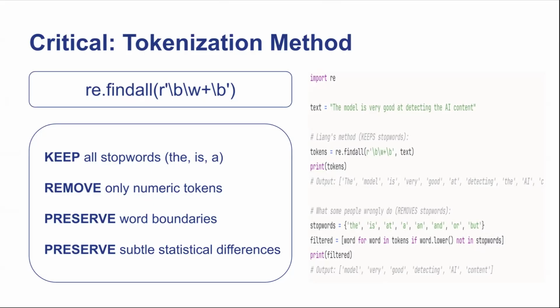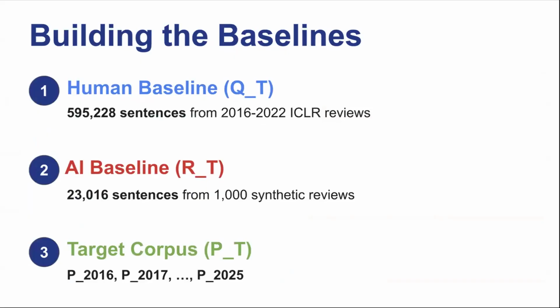But what Liang did was use the simple regex function, re.findall, and whatever's in the parentheses, to keep everything in the sentence. Very simple. From a previous presentation, sometimes the truth can be very simple, right? From the sentence, the model is very good at detecting the AI, so you keep that whole thing in your tokenization. It keeps all the stop words, removes only numeric tokens, preserves word boundaries, and finally, it preserves these subtle statistical differences because, again, we are looking at the word frequency distribution of AI versus humans.